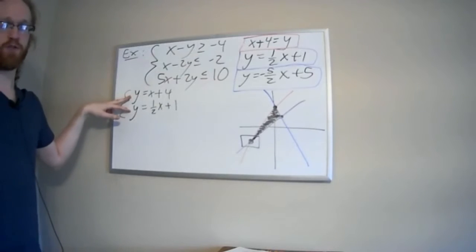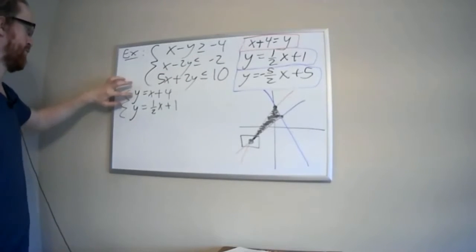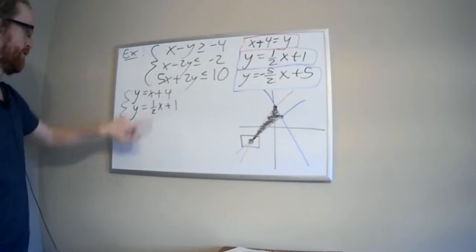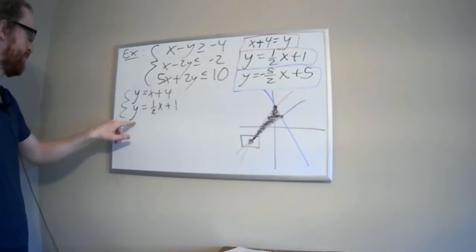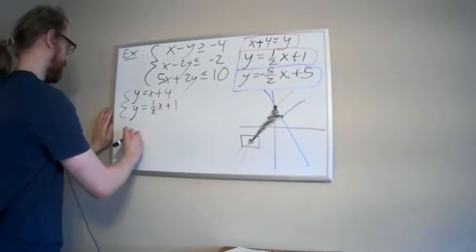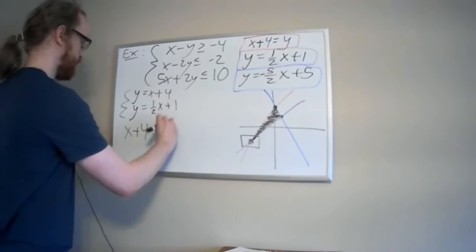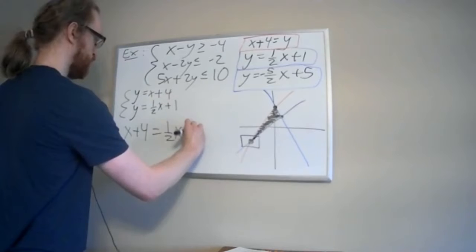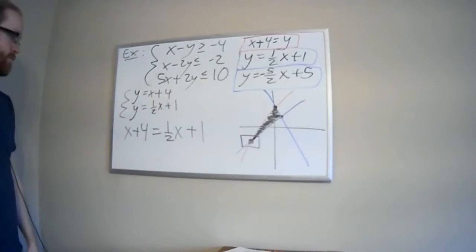That set up for us nicely to just do substitution. I'm going to substitute y equals x plus 4 into the second equation for y. So instead of writing y here, I'll write x plus 4. So I'll get x plus 4 equals 1/2 x plus 1, like so.